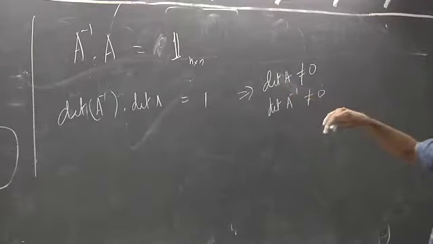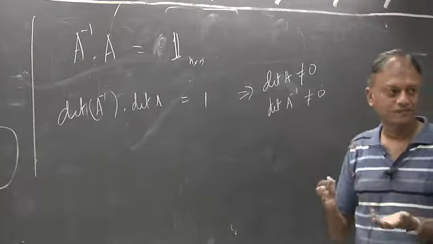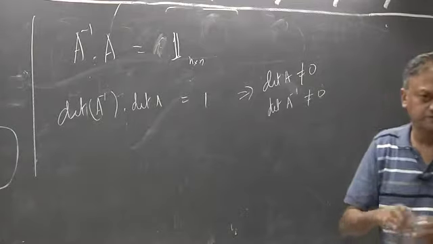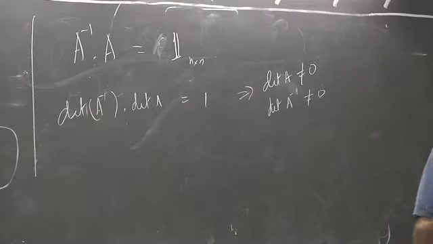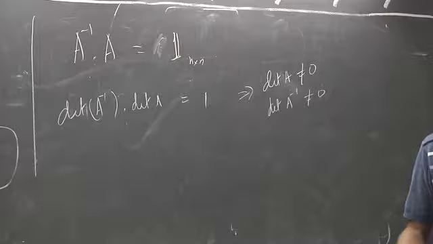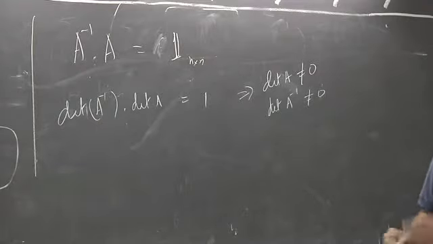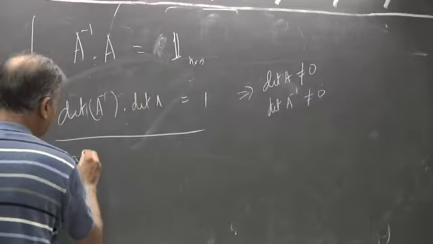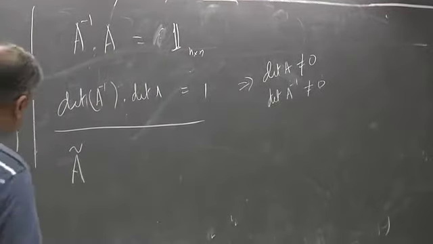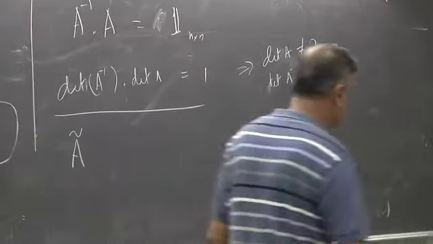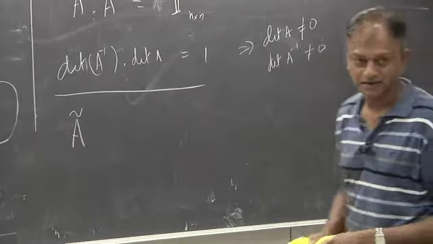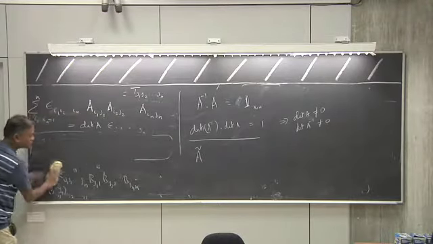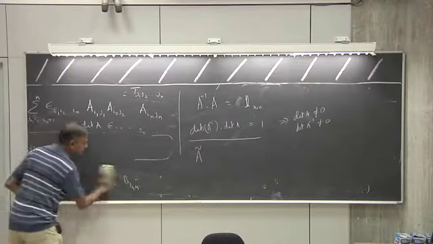Now, how to prove that if the determinant of A is not 0, then A inverse exists? We want to prove it the other way around. So the proof is by explicit construction. We'll just explicitly write down what A inverse is if the determinant is not 0. So let me define a matrix, let's call it A tilde. Before that, I should tell you some nice properties of epsilon, because I need them to show this.